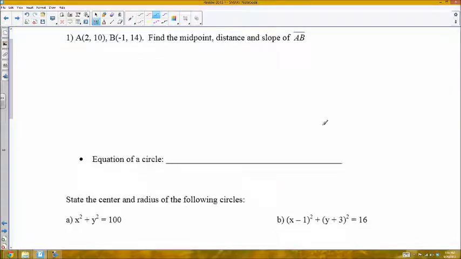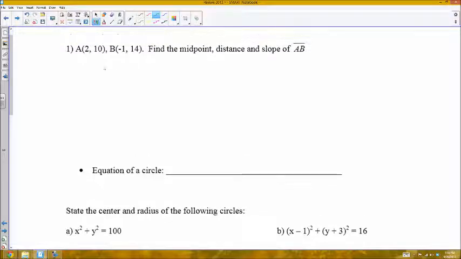Now, applying these to an example, say I want to find the midpoint, distance, and slope of AB given these 2 points. Well, the first thing I can do is find the change in y over the change in x. Now, a quick and easy way to find the change in y is to look at how things have changed from one point to the other. So my change in y values here have increased by 4, and my change in x values from this point to this point have decreased by 3, because I'd have to subtract 3 from 2 to get negative 1. I'd have to add 4 to 10 to get 14.